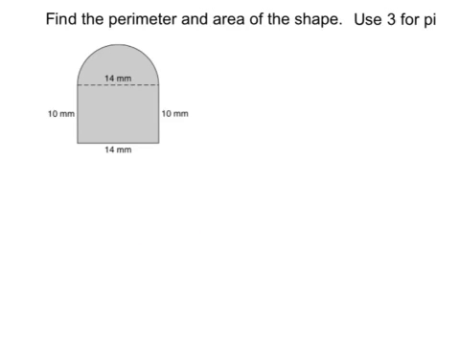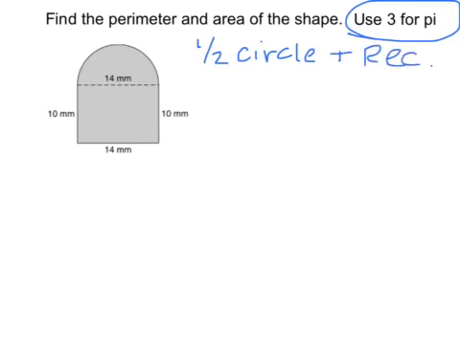So let's do examples here. We're going to find the perimeter and the area of this irregular shape, and notice it's telling me to use 3 for pi. So when you look at this irregular shape, what are the two shapes you see that we could find the perimeter or the area of? Good. I'm hoping what you see here is a half circle, and a rectangle. Those should be the two that you see.